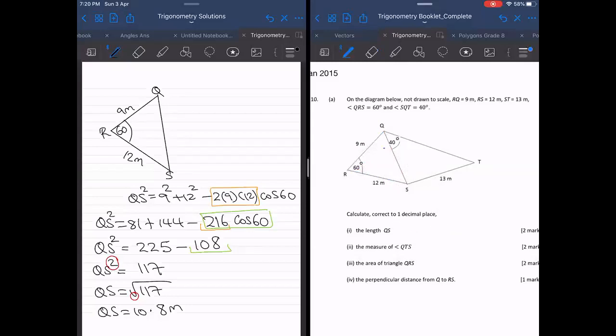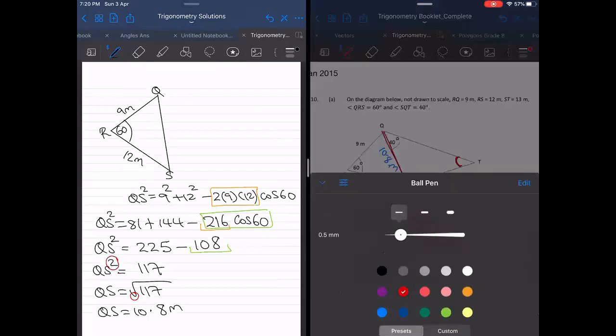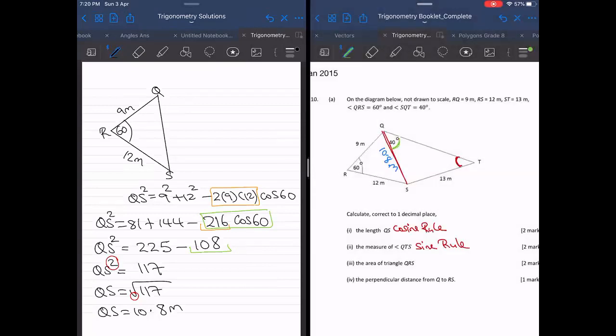All right, so we know that this is 10.8. Your hint for the second one, the first one was to use the cosine rule. The hint for the second one is to use the sine rule. All right, so since they want angle QTS, I can line it out for you. So go ahead and try that.